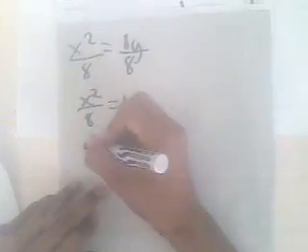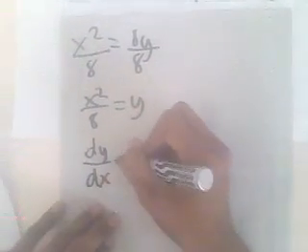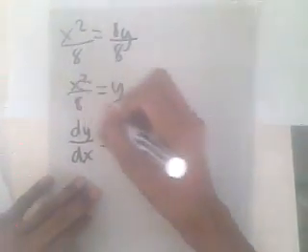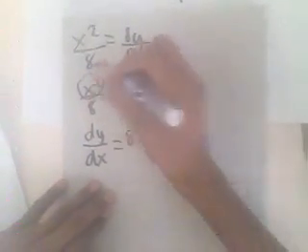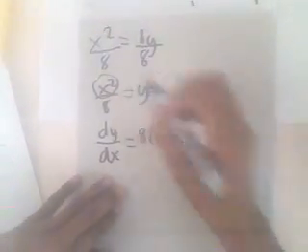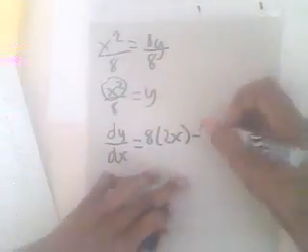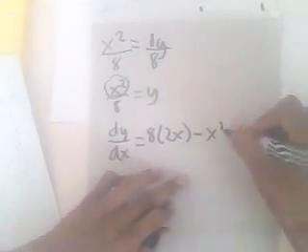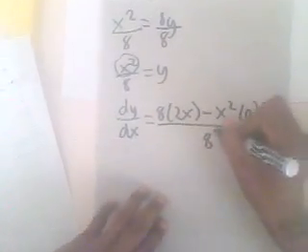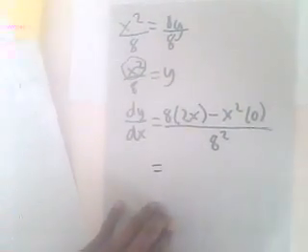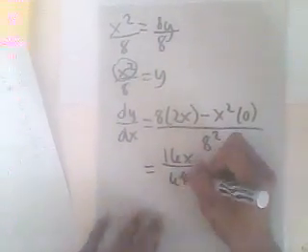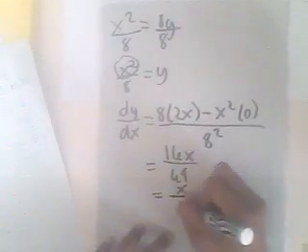To find the derivative, dy over dx, we use the quotient rule: low d-high, where our low is 8 and the derivative of our high, x squared, is 2x, minus high d-low, where the high is x squared and the derivative of our low is 0, all over the square of the denominator. So the derivative of our first equation is 16x over 64, which is also equal to x over 4.